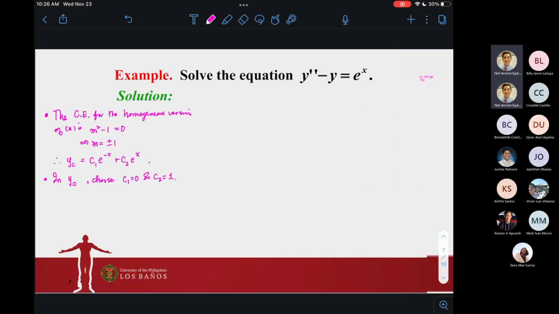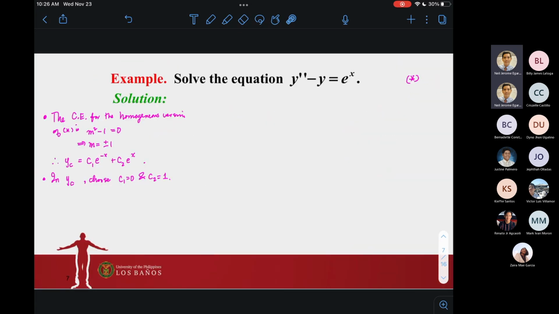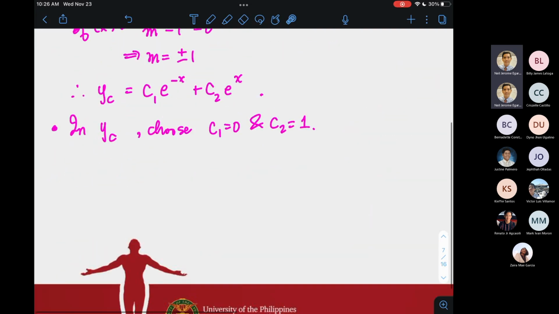Alright? Saka hindi pwede mag-0 si y1 kasi remember, si y1 mag-a-appear sa denominator ng integrating factor. So kaya ayaw natin si y1 ay mag-0. So you can choose the arbitrary constants as long as y sub 1 will not be equal to 0. So in this particular case, with this choice of C1 and C2, then y1 is equal to e to the x. Alright? So yeah, bahala kayong pumili. Pero yun nga, for convenience, ito yung pinili ko na y sub 1.